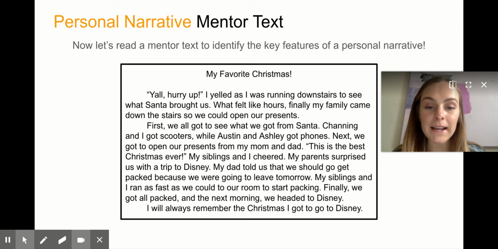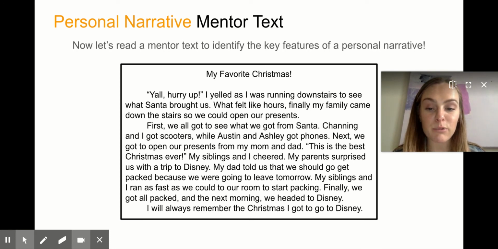Y'all hurry up, I yelled as I was running downstairs to see what Santa brought us. What felt like hours, finally my family came down the stairs so we could open our presents. First, we all got to see what we got from Santa. Chang and I got scooters while Austin and Ashley got phones. Next, we got to open our presents from my mom and dad. This is the best Christmas ever, my siblings and I cheered.